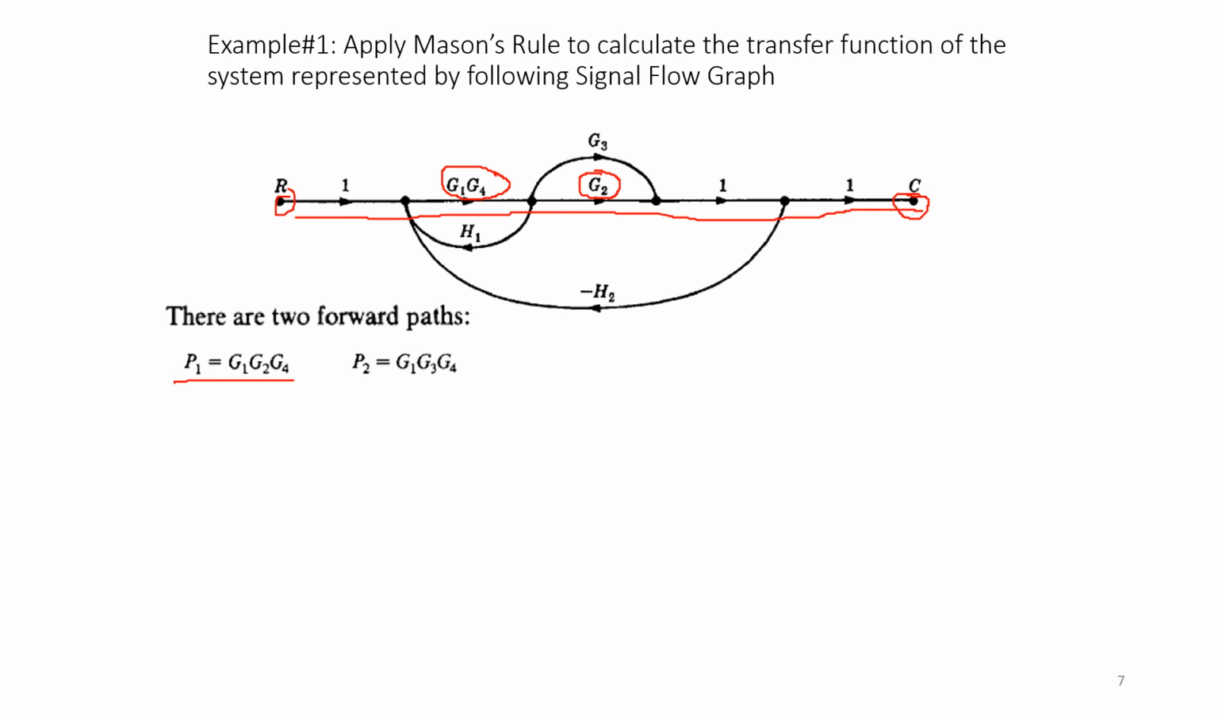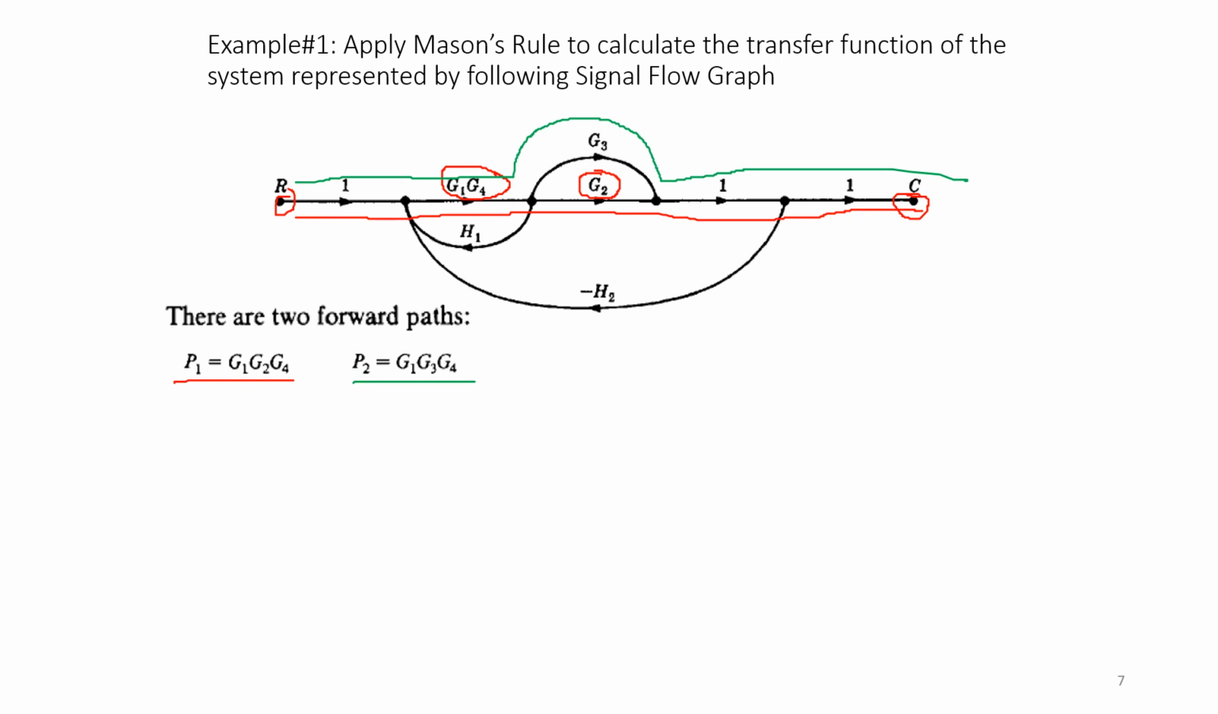Another forward path: I'm starting from R. I cannot go like this, I need to go straight. So here you have one forward direction like this. I am writing it in green color, and then I am reaching my C. This is one forward path, represented as P2, and the gain in this path is G1, G4, along with G3, then 1, 1. So the forward path gain for the second forward path P2 is G1, G3 and G4.